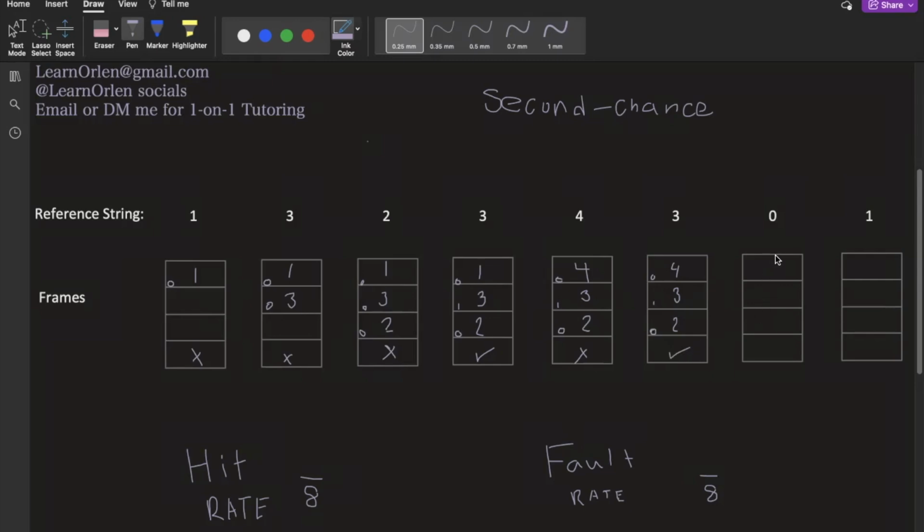Next, we have 0. Remember, it operates FIFO, so let's look. We have 4, 3, and 2. 3 is the farthest one back, so we've got to remove it. But notice how we have the bit with the second chance. So instead of being removed, this is when the second chance comes in and it only goes down. Now we look again and we see which is to go. Is it 4 or 2? 2 is the one to go. So 2 gets replaced with 0.